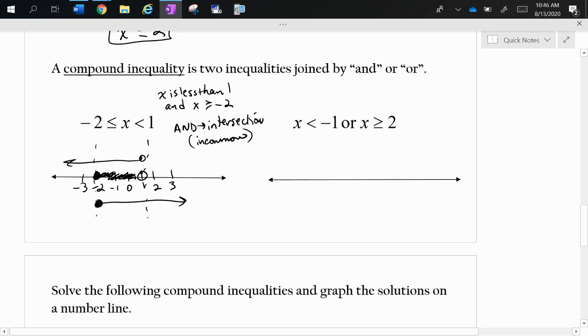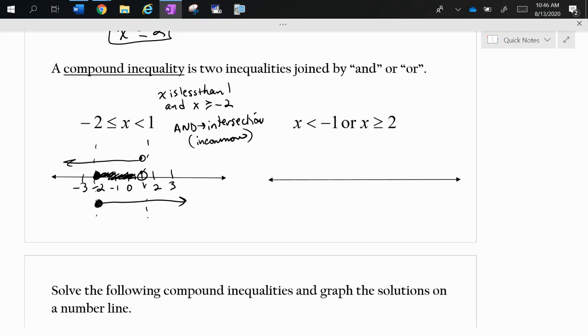You don't have to do them separately, one on the top and one on the bottom, but if that helps you to find the intersection of the two, then you should do that. So when we graph an and compound inequality, we want to graph the intersection. In other words, where do they overlap? What do they have in common?